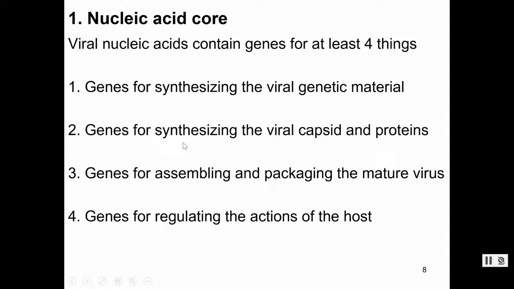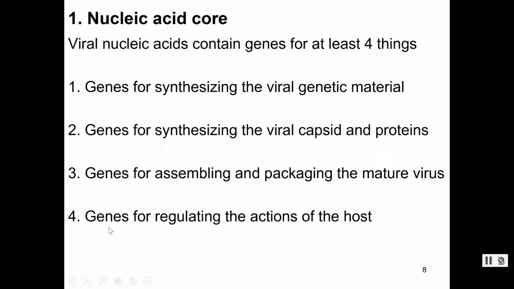We need to have some instructions on how to make the capsid and the capsomeres, the proteins that make up the capsid. The host cell is not going to know how to make a virus, so we're going to need some instructions on how to do that. We're going to need some instructions on how to put a virus together. If the virus gets into a host, it wants to replicate inside the host to make a whole bunch more viruses. We've got to make those proteins, we've got to make the nucleic acid, and then we need some genes on assembly and packaging. All of those are virus-specific things.